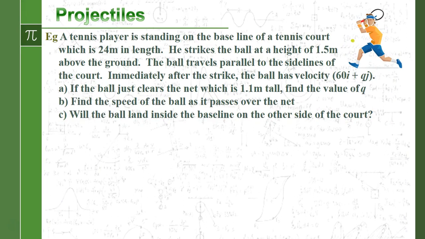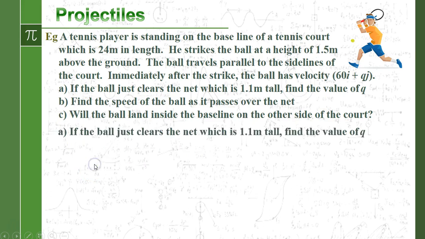So here we go, we've got a tennis player on a court. The tennis court's 24 metres long. He's hitting the ball from a height of 1.5 metres on the baseline, and immediately after the strike the ball has a velocity of 60i plus qj, and then there are three questions that we've got to answer. So first of all, if the ball just about clears the net, which is 1.1 metres tall, find the value of q.